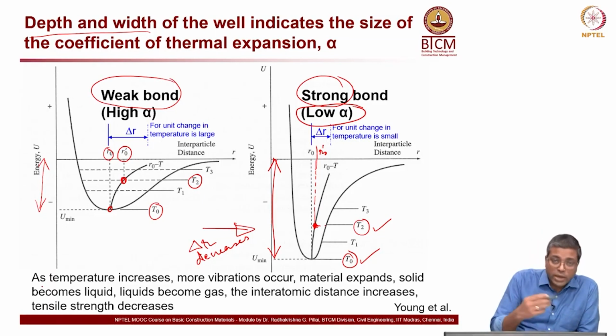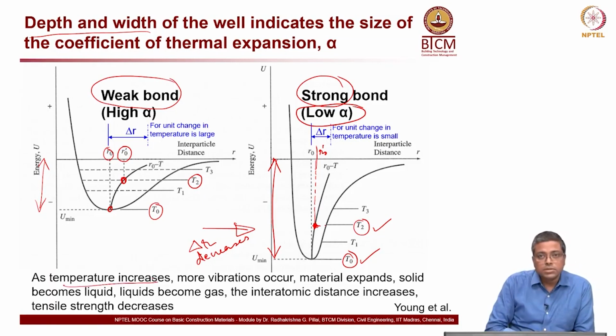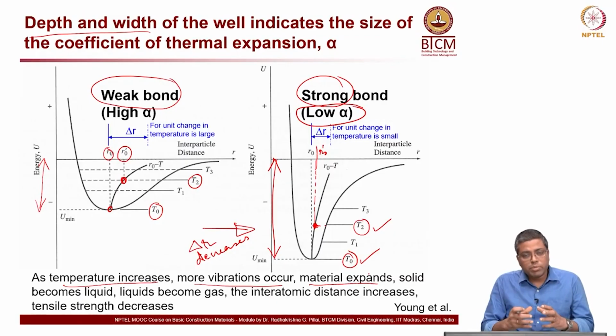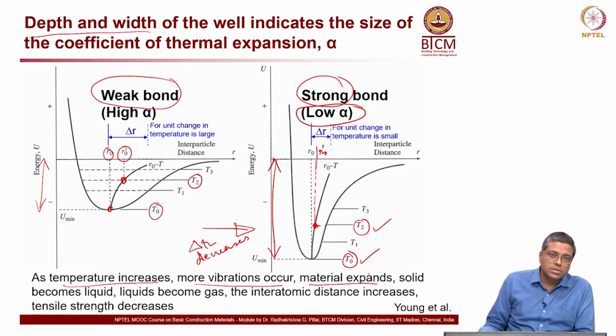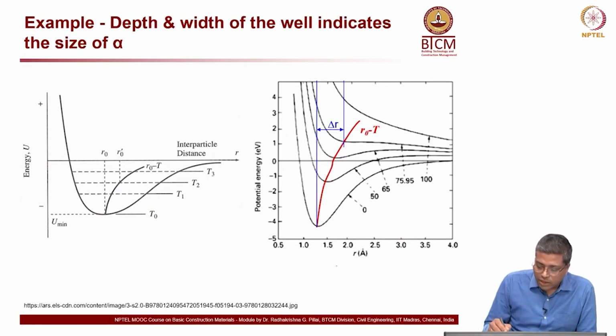So, why is this happening? As temperature increases, more vibrations occur, the material starts to expand, and atoms tend to get separated. Eventually the material expands and then solid becomes liquid, liquid becomes gas, and the interatomic distance increases and eventually tensile strength also decreases. You can think of many materials where at higher temperature the strength of the material, or mechanical behavior, is typically poor in nature.